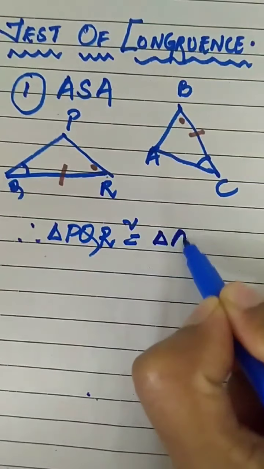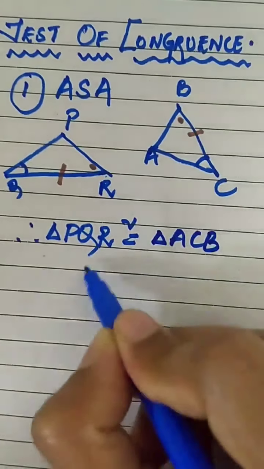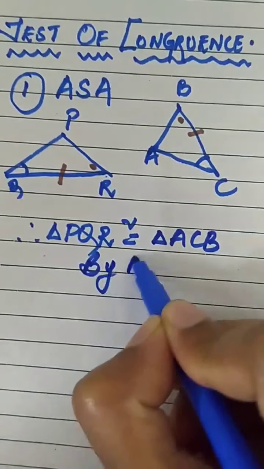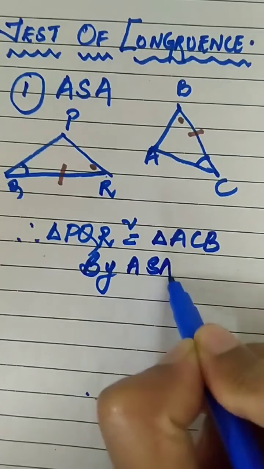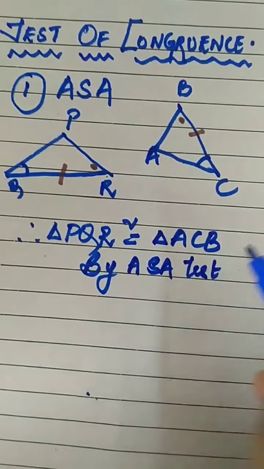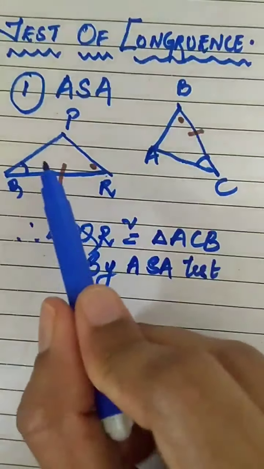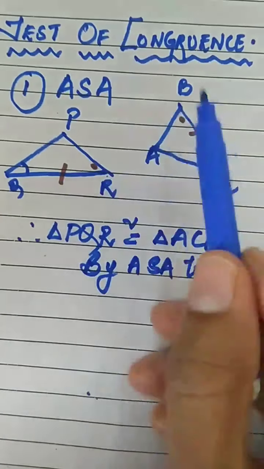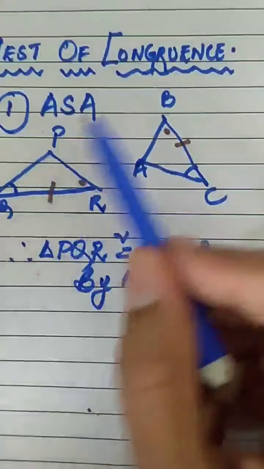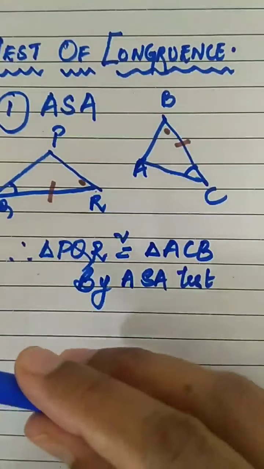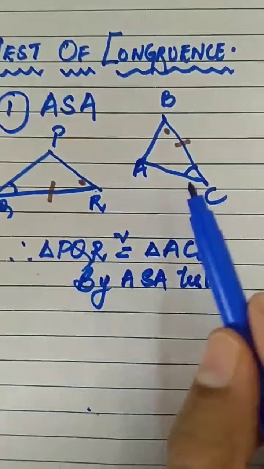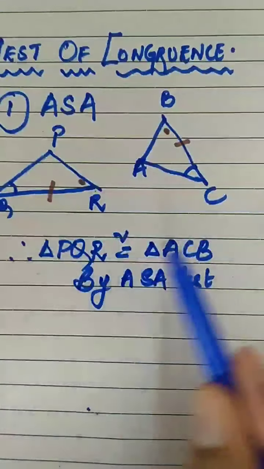congruent to triangle ACB. By which test? By ASA test. By ASA test. And it should come in order. Angle, side, angle, test. So they will give you some triangles this way, and you have to prove it by any one of the tests. So first test is ASA test.